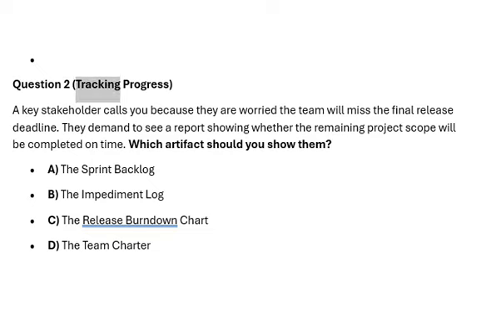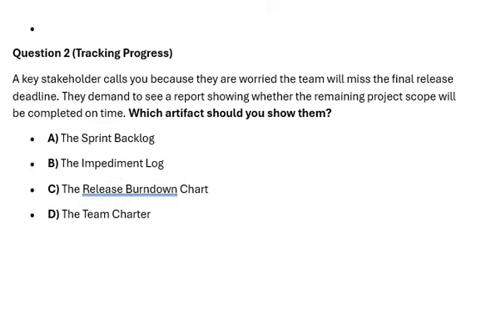Question 2. Tracking progress. A key stakeholder calls you because they are worried the team will miss the final release deadline. They demand to see a report showing whether the remaining project scope will be completed on time. Which artifact should you show them? A. The sprint backlog. B. The impediment log. C. The release burn-down chart. D. The team charter.